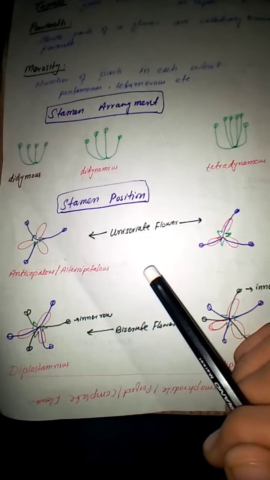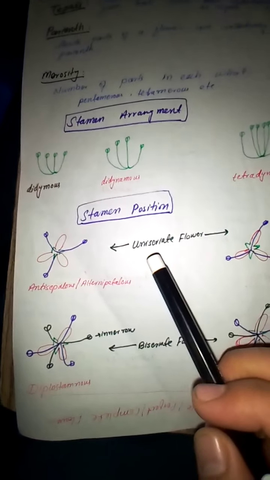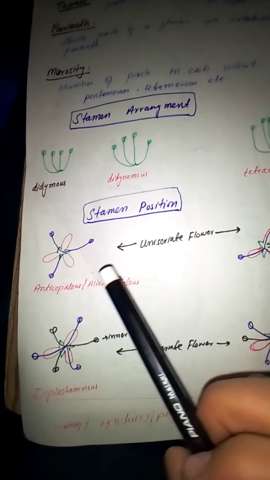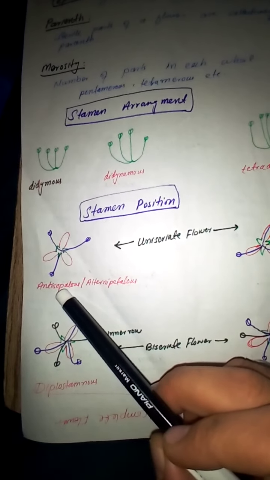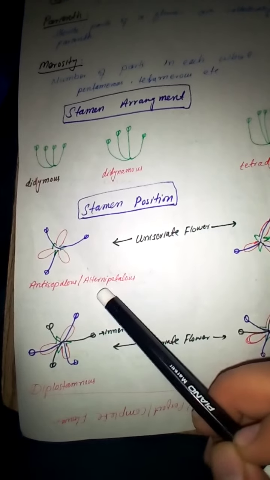Now, another term, that is stamen position. How stamens are placed in the flower. So number 1 is the antisepalous or alternipetalous.